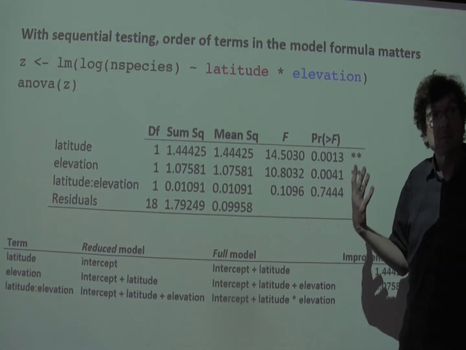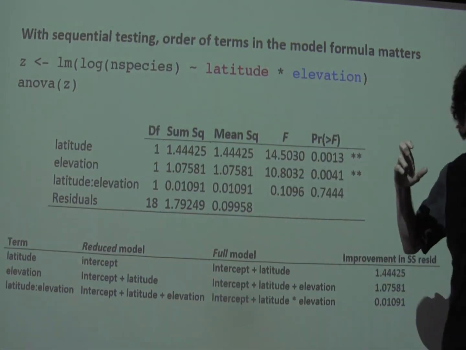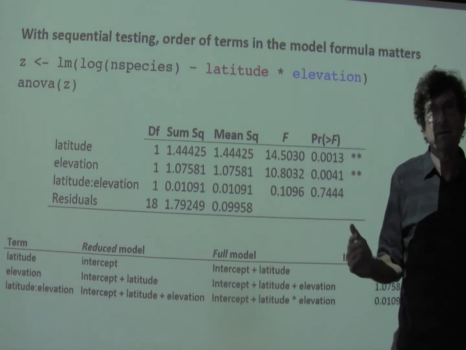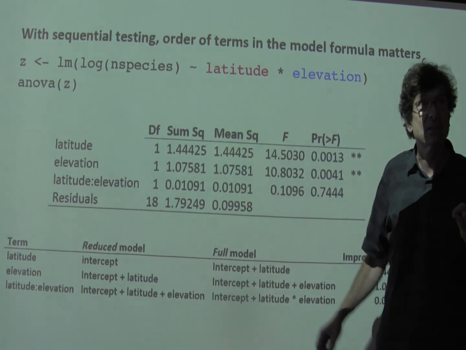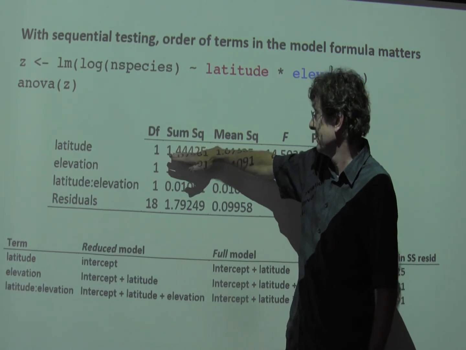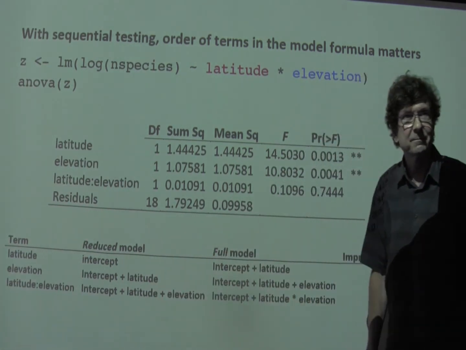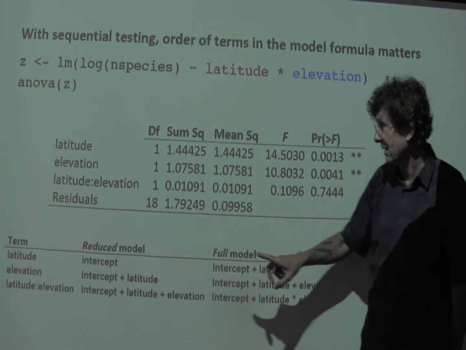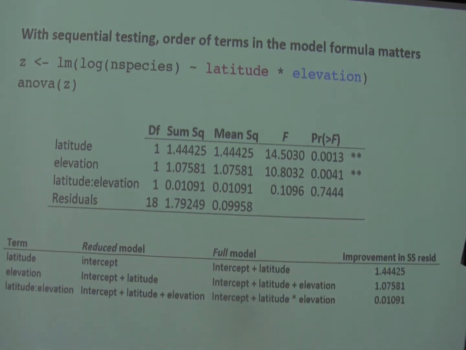And what R does is a model comparison. It compares a model that includes latitude, that's the full model, with a reduced model that includes only an intercept. None of the other variables are included in the reduced model. This is what I mean by sequential. So it'll test the intercept, but you don't really care about that. Then it will test latitude, and the full model will be intercept plus latitude, and the reduced model will be just intercept. Then it will test elevation, and the full model will include intercept, latitude, and elevation, and the reduced model will include intercept and latitude. That's what I mean by testing terms sequentially.